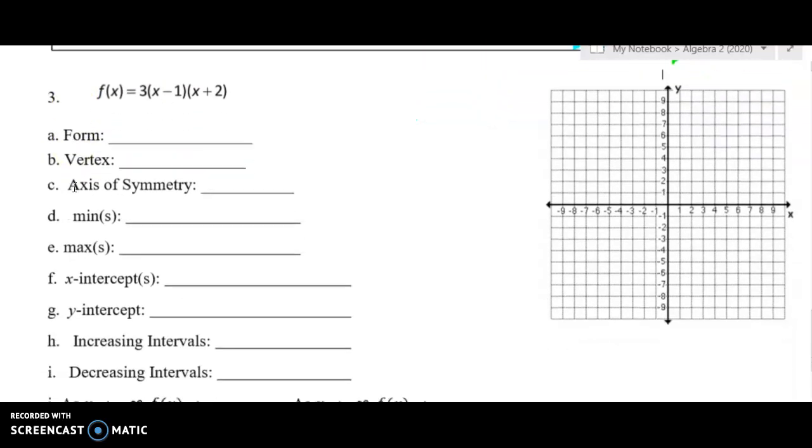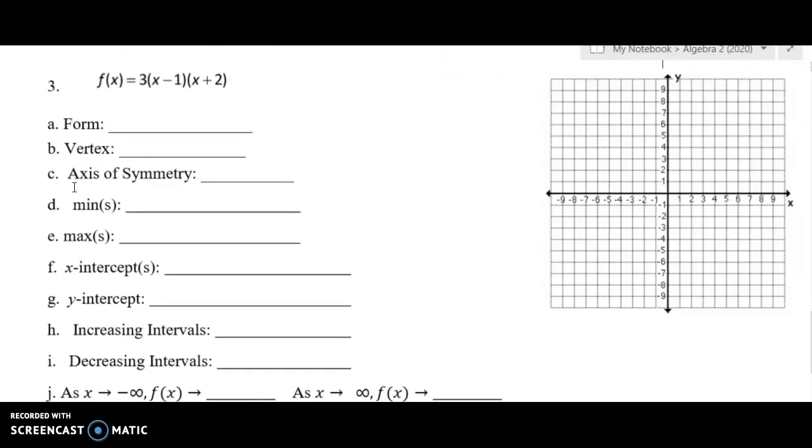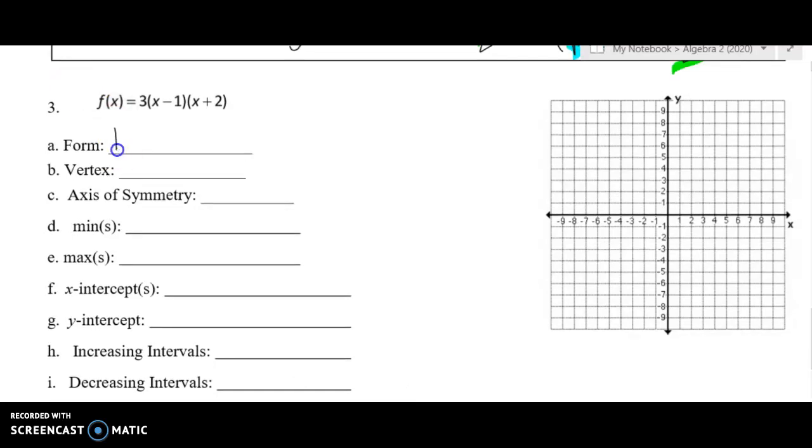All right, let's do this problem right down below here. f(x) equals 3 times (x minus 1)(x plus 2). It wants to know the form. This form, when it has those two factors, those two sets of parentheses, this form is intercept form.